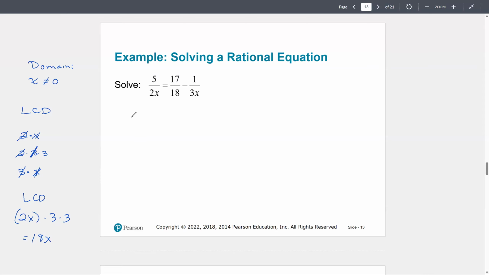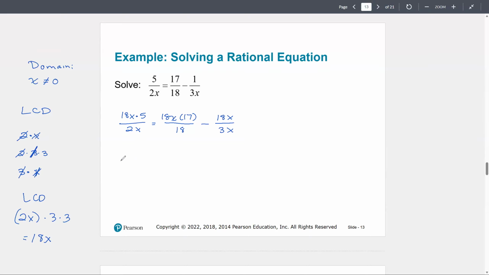So we're just going to multiply everything by 18x. So we're going to have 18x times 5 over 2x. We're going to have 18x times 17 over 18. Let's go back. I missed my x. We have 18x times 17. I know I said it, I didn't write it, over 18. And then we have the 1, we're going to multiply that by the 18x over 3x. So everything got multiplied by 18x.